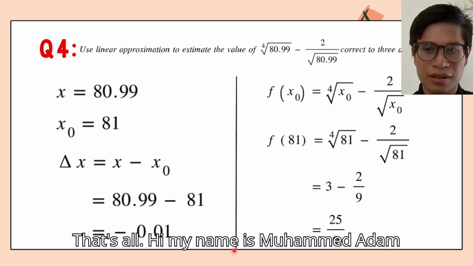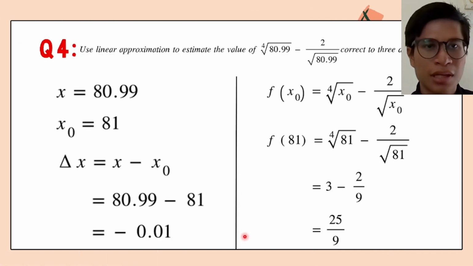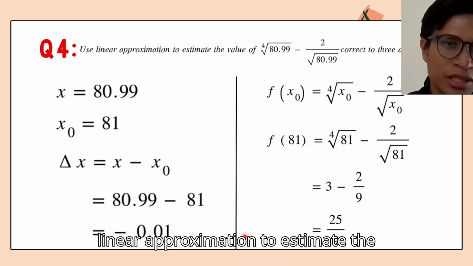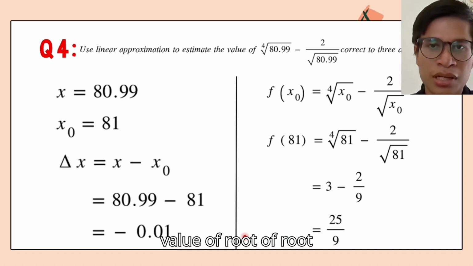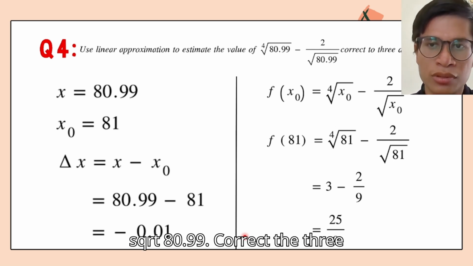That's all. Hi, my name is Mama Adam. Right now we want to solve question 4. For question 4, you want to use linear approximation to estimate the value of the fourth root of 18.99 minus 2 over square root 18.99, correct to 3 decimal places.